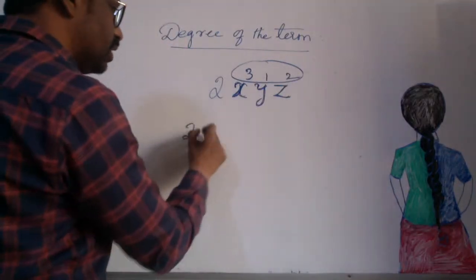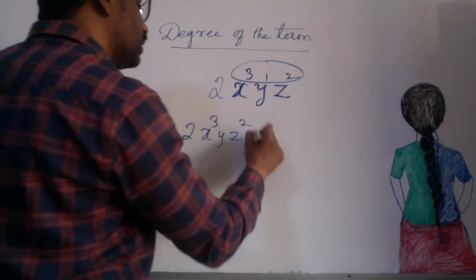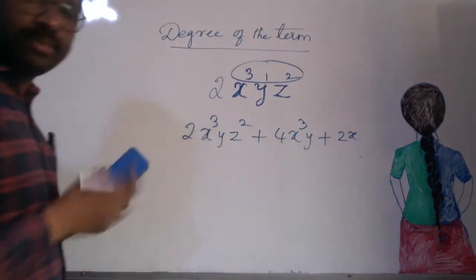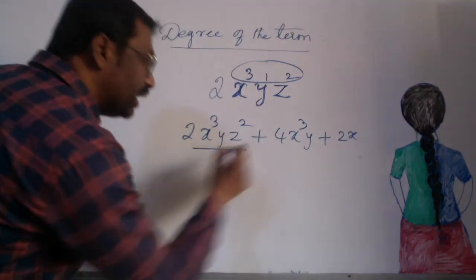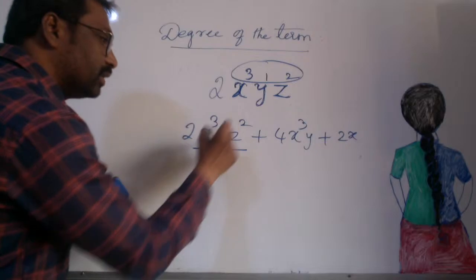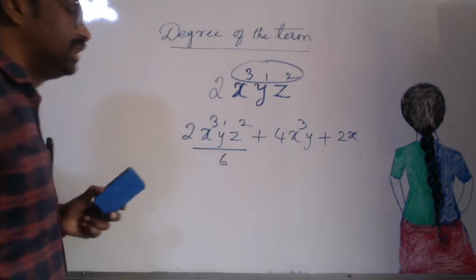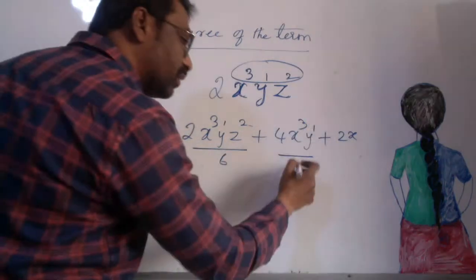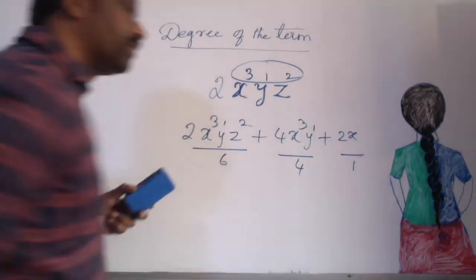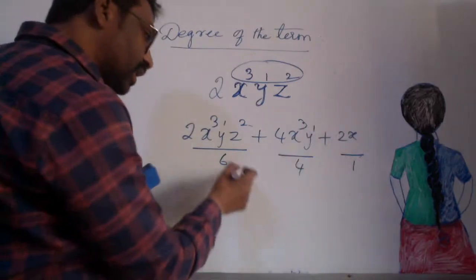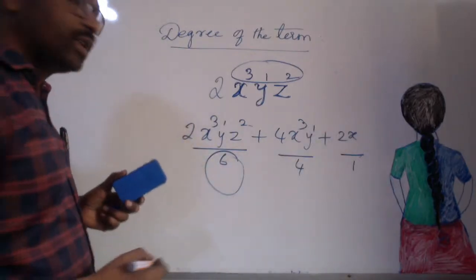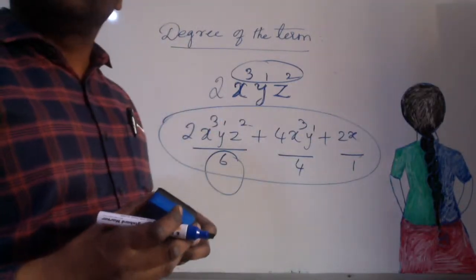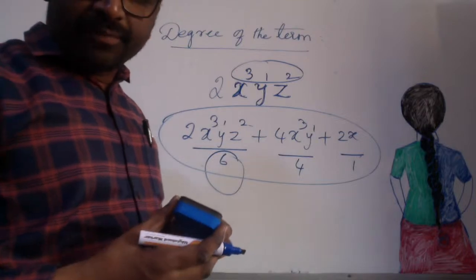For example, here 2x cube yz square plus 4x cube y plus 2x. It is one expression. This term's degree is 3 plus 1, 4, plus 2, 6. This term's degree is 3 plus 1, 4. This term's degree is 1. So in this expression, the highest value is 6. So that's why 6 is the degree of the entire expression. Okay. Do you have any doubt here?